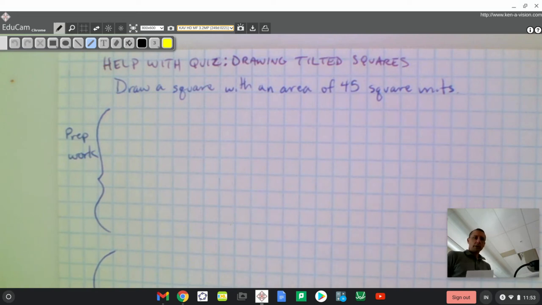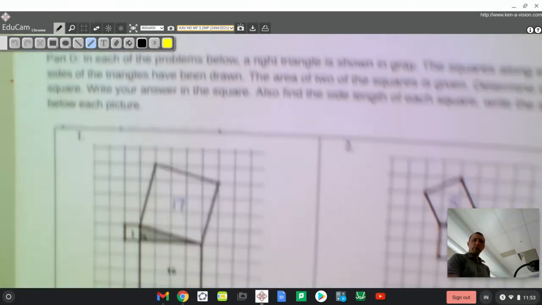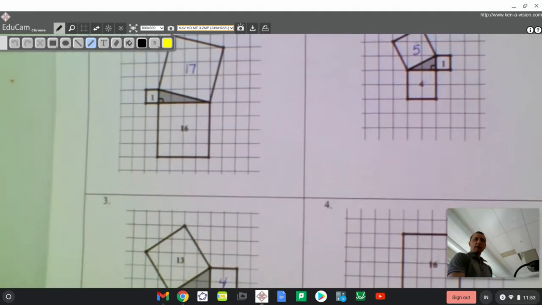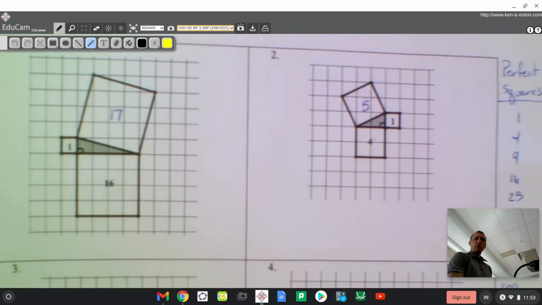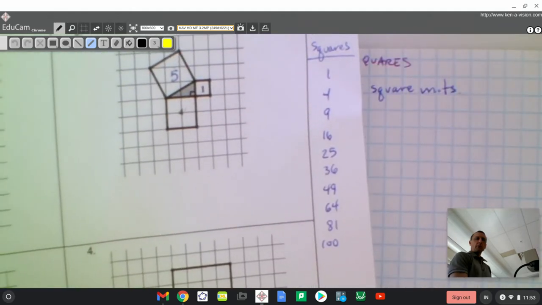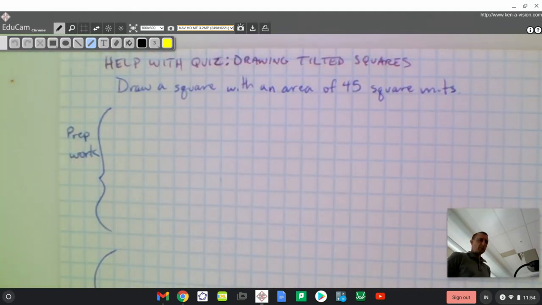To post a little video that will help you with a missing quiz, drawing tilted squares. Here's what you're going to need. You're going to need to have finished this assignment and to have recognized the pattern. You're going to need to know some perfect squares. If you know this pattern and these perfect squares, we should be able to finish the assignment.